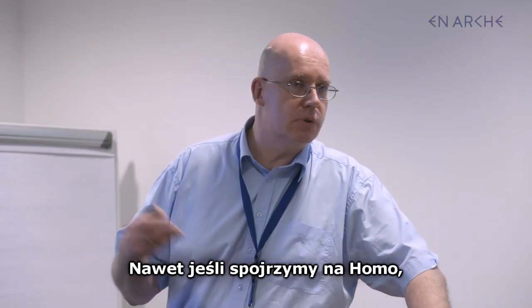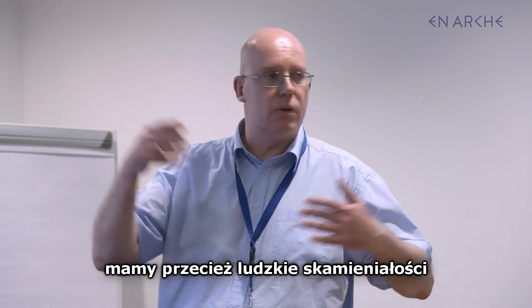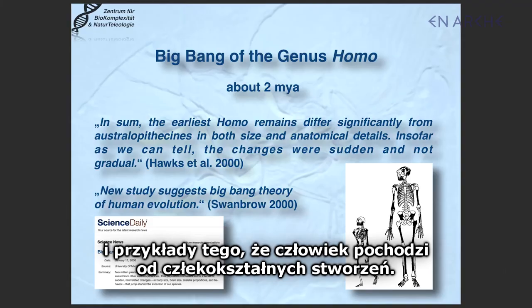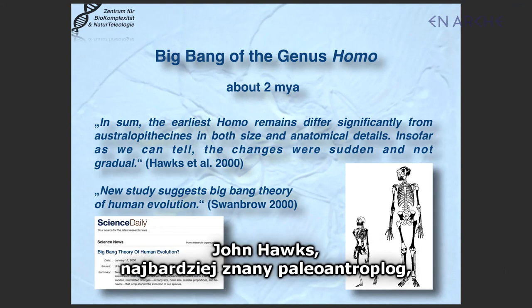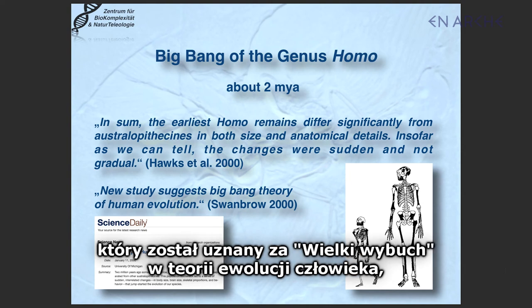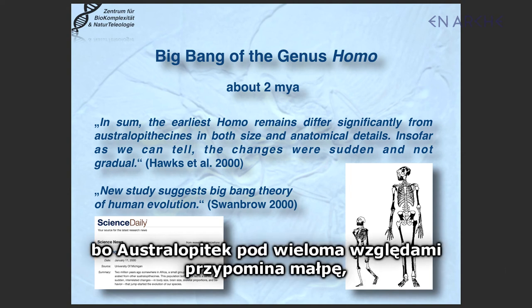And it's similar in the other mammalian orders as well. And even if we look at Homo, some of you may think, well, we have all those fossil humans, and then you have this gradual transition from ape-like forms to the genus Homo. Well, John Hawks, one of the most well-known paleoanthropologists, thinks otherwise, and he wrote a paper in 2000 that has been announced to the public as the Big Bang theory of human evolution, because it's not like that.